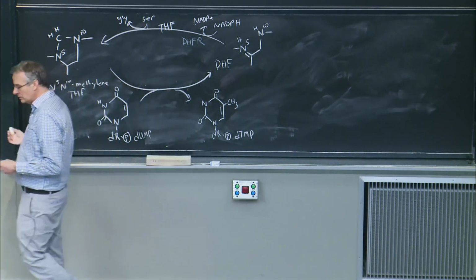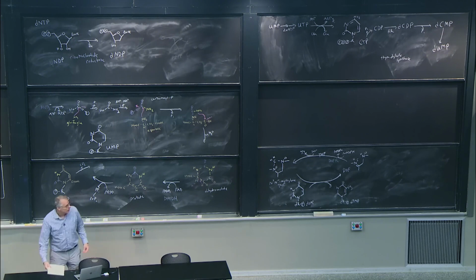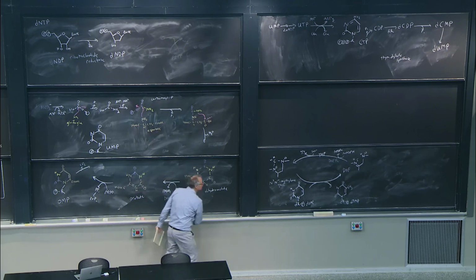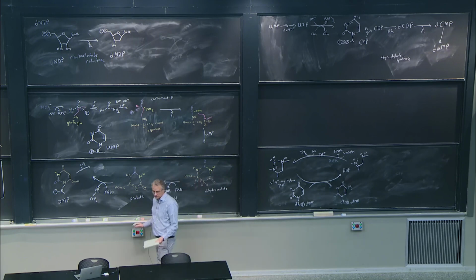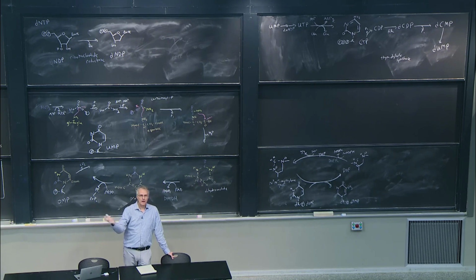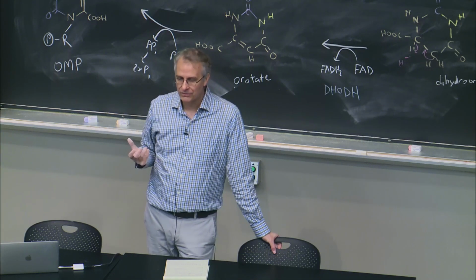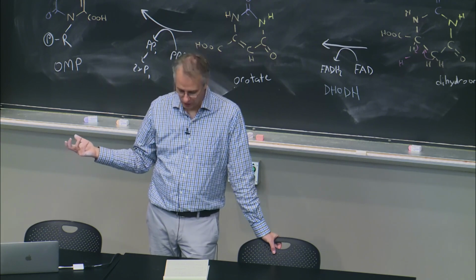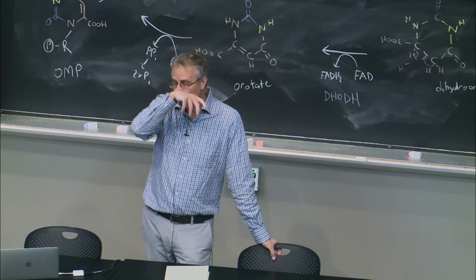And really what I want to do is close with a few comments about regulation of nucleoside and nucleotide metabolism. Obviously, if you're going to synthesize RNA and DNA, you need to have the right ratios of nucleotides. If your RNA polymerase is making an RNA molecule and it doesn't have the right base, it can't keep going.